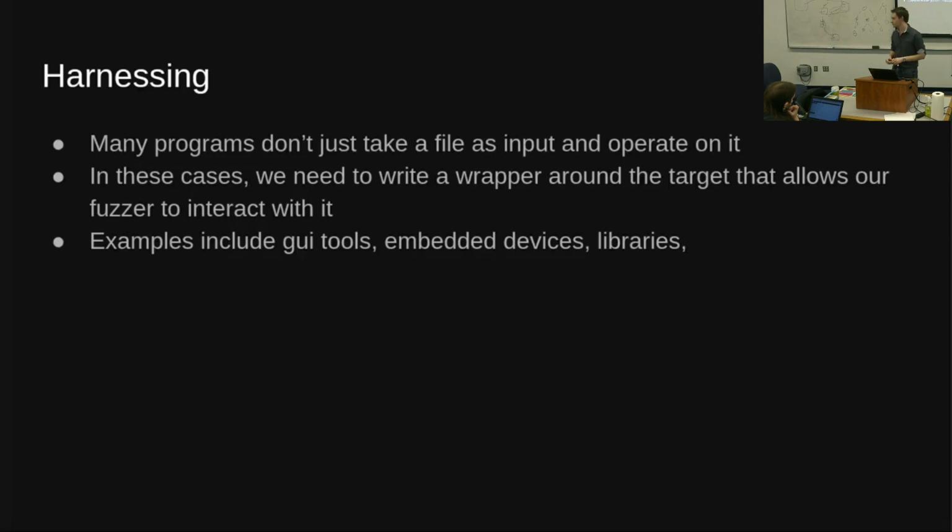Yeah. So how is this different from grammar-based fuzzing? So the grammar and mutational-based fuzzing is just based on how you generate the input. With harnessing, we're more referring to how you actually feed this input to the target.